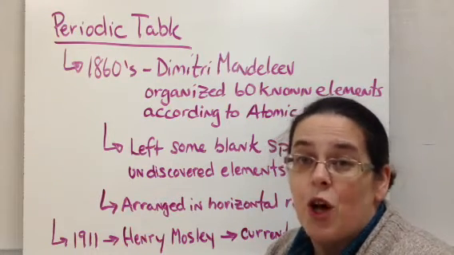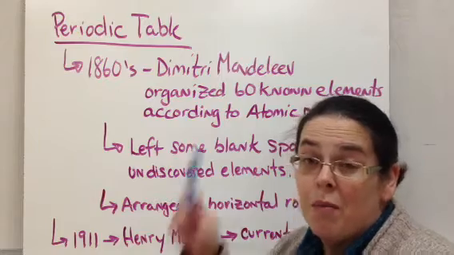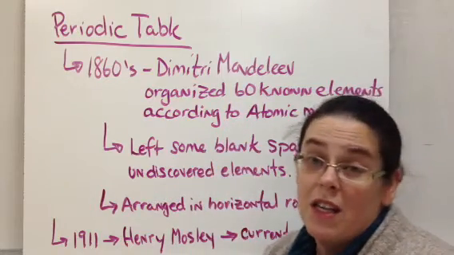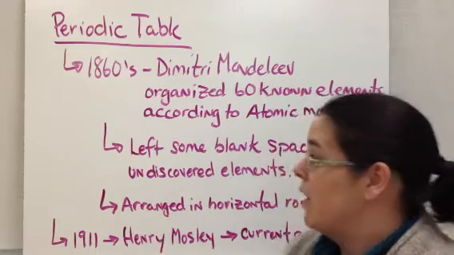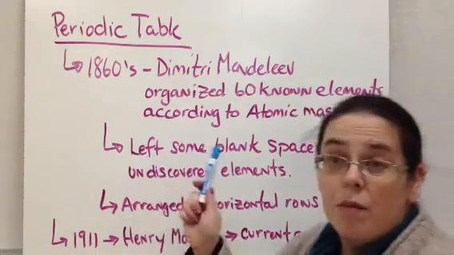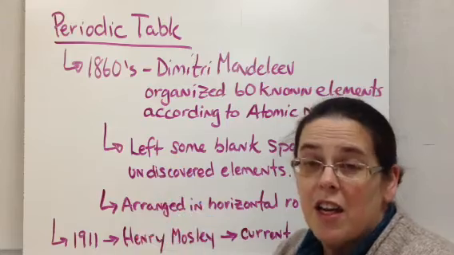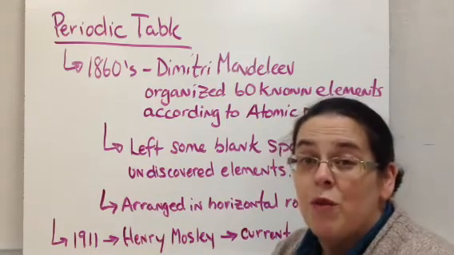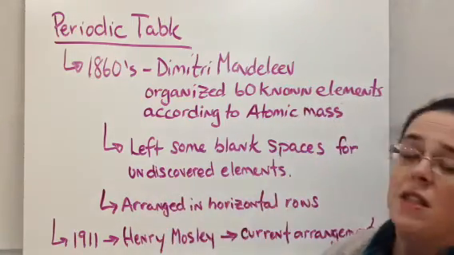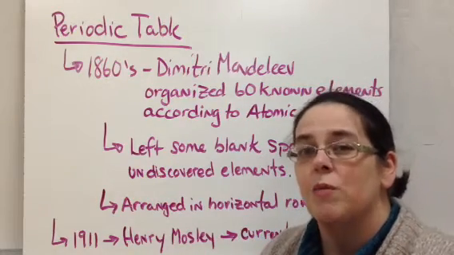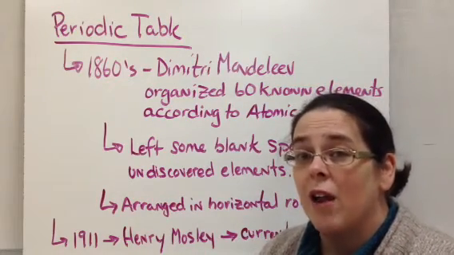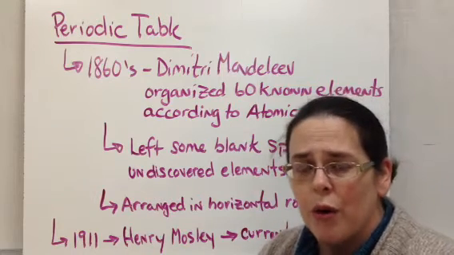There was another scientist also working around the same time, but Mendeleev discovered his periodic table first, and so that's why he's given credit. The interesting and exciting thing at the time about Mendeleev was that he left some blank spaces for undiscovered elements. He said that based on the weights that he observed, there must be elements in between. So they didn't all go in orderly sequence.